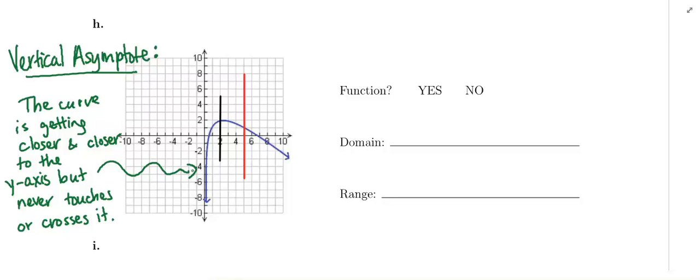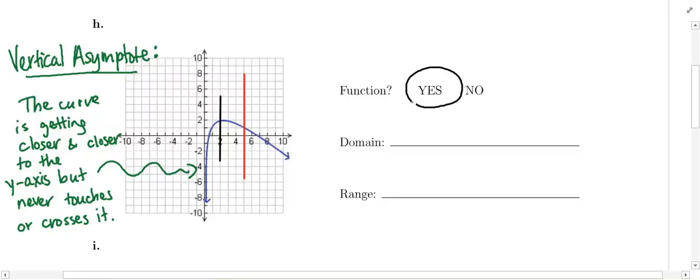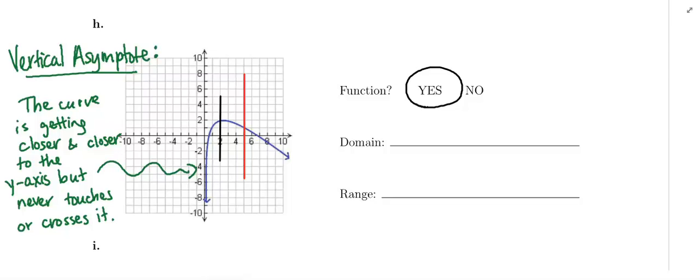So this curve does pass the vertical line test, because although the curve may look vertical right here, it is not. It gets infinitesimally closer to the y-axis but never touches or crosses it. So we are dealing with a function. All right, let's talk domain.